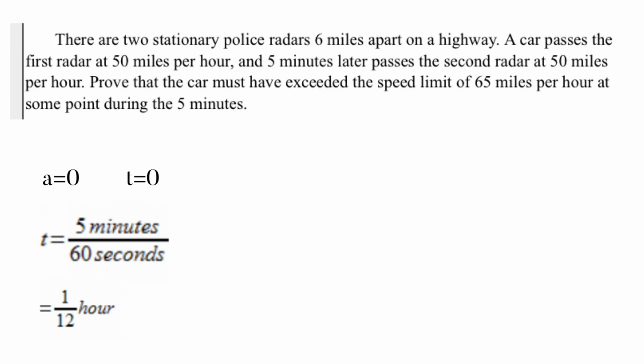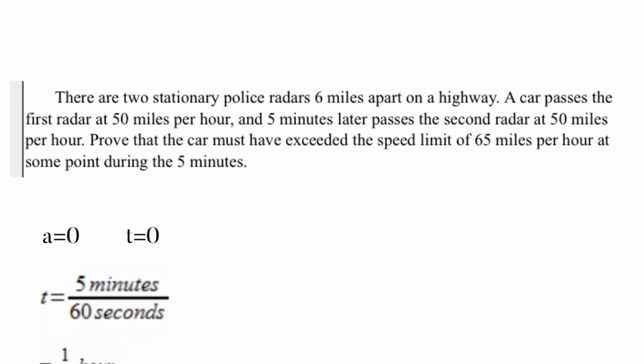And then now we have to let s(t) represent the distance traveled by the car. So we have s(0) equals 0. At the time that t equals 0, the car is at a position of 0 miles. And s(1/12) equals 6, so at time t equals 1 over 12, the car is at a position of 6 miles.